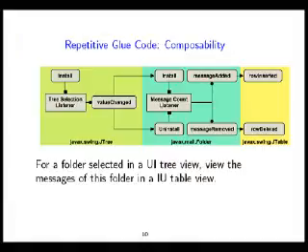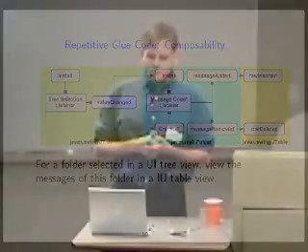And the other problem is composability. This is a little bit trickier. Basically, you have a lot of different components, and they're each providing their own state, and you want to get this state to work together. You want to compose the state into compound states that are then viewed by another component. So what we have here is a composability problem, which is to take the folder that's selected in the UI tree view and say that we want to view the messages of this folder in a UI table view.